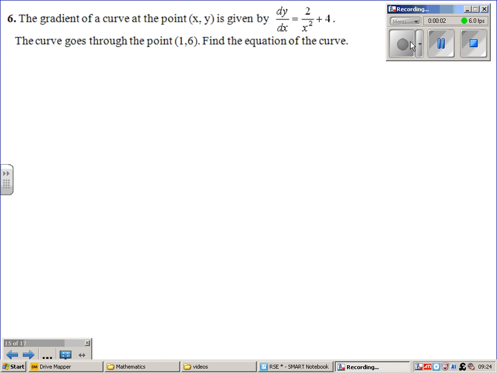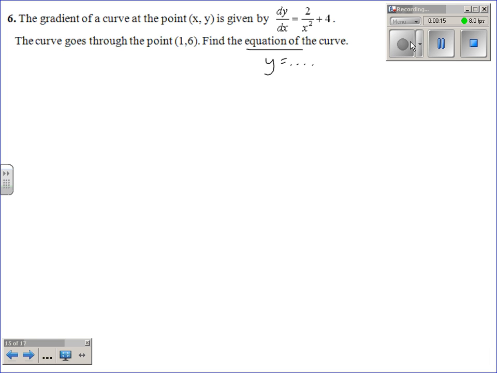Okay, so on question 6, we've got the gradient of a curve at the point x, y is given by, and we're given the gradient function dy/dx equals 2 over x squared plus 4. The curve goes through the point (1, 6). Find the equation of the curve. Okay, so when you're finding the equation, you want to get it in the form y equals and so on.